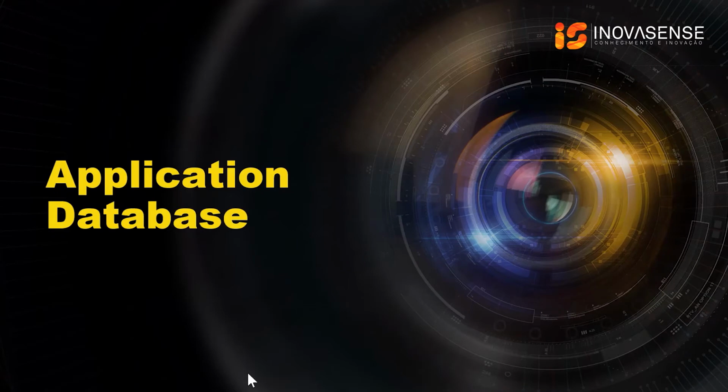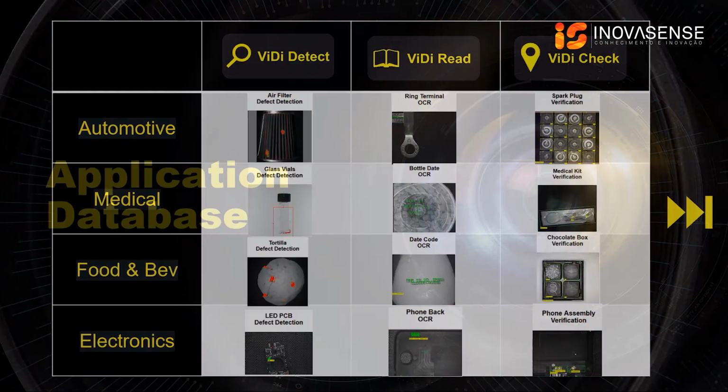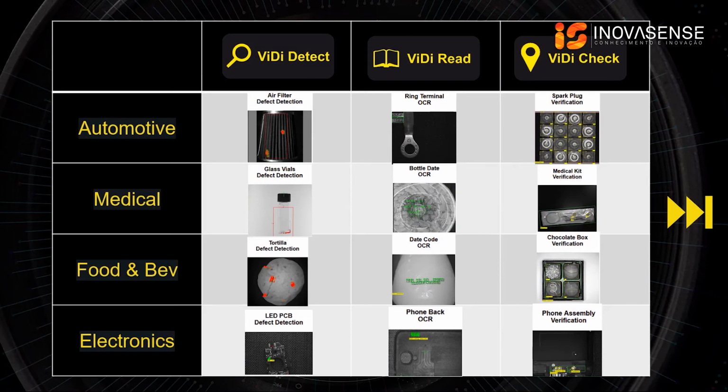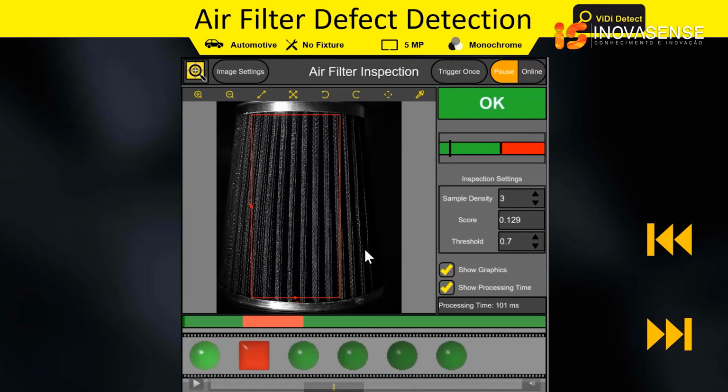Let me show you some other applications we have solved with Insight Deep Learning. We have applications for automotive, medical, food and beverage, electronics, for all our ViDi app tools: ViDi Detect, ViDi Read, and ViDi Check. So you say you have small defects on your automotive parts. Let's take a look at this air filter defect detection. If you look at this part, obviously it's a cylindrical part. So how do you take a single camera and do a 360-degree part inspection on this part?